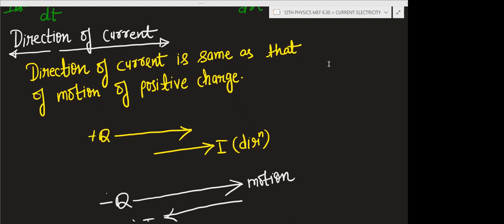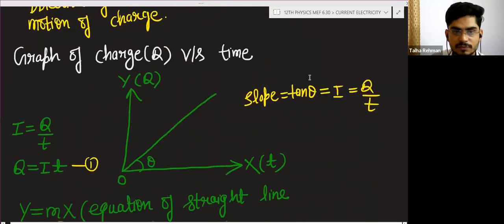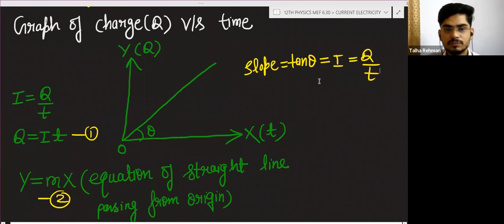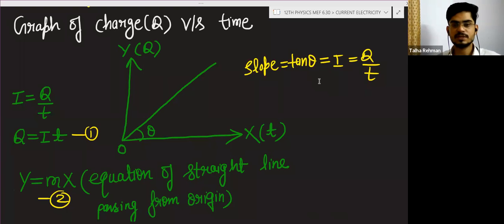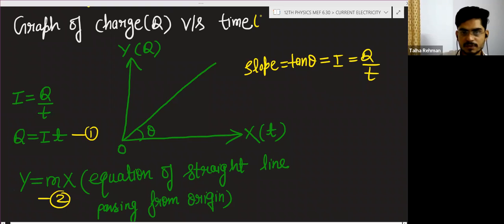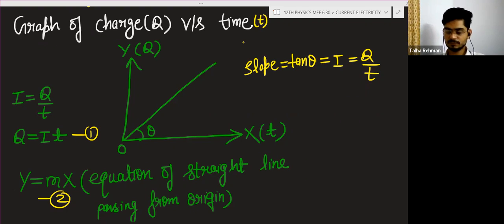So can you scroll down? Okay, please write down. The graph of charge versus time, and time is t, is a straight line. On the y-axis I am taking charge, on the x-axis I am taking time.